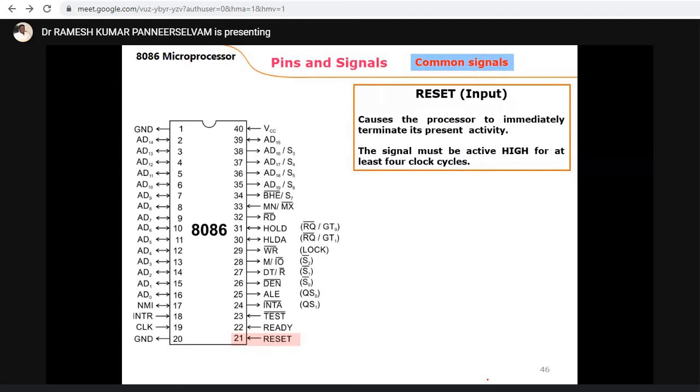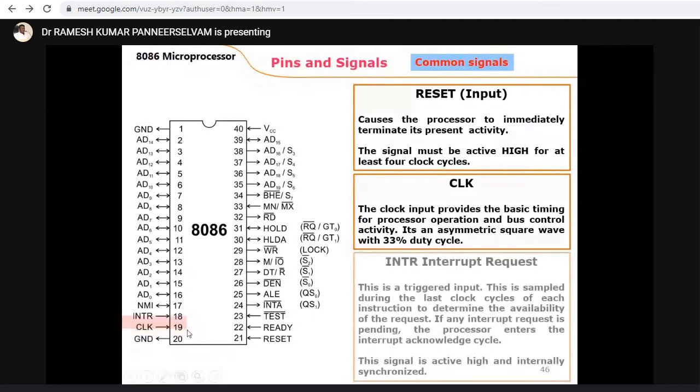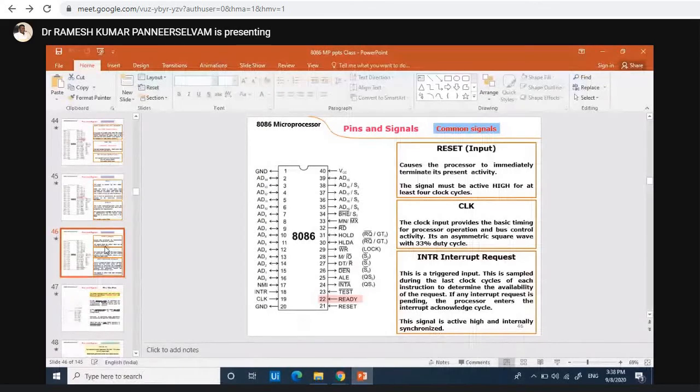Now, before we go to the other pins, can you recollect? Chat window, or let me come to the class. Electronic circuits require a ground signal. So pin number 1 and 20 are used to represent the ground, and the clock comes from pin 19.